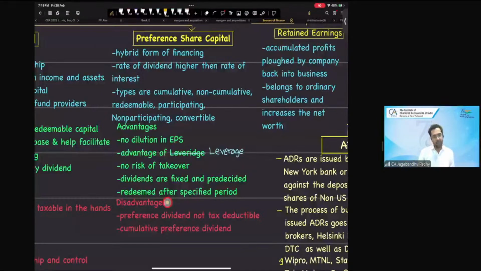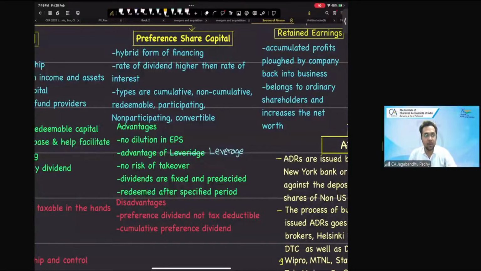And the disadvantage is that whatever preference dividend you pay, that is not tax deductible, like interest. Interest is an expenditure, but dividend is not counted as an expenditure from the tax point of view. And then you have cumulative preference shares. That's a disadvantage, that in spite of being preference, in spite of being share capital, you are required to pay the amount of unpaid dividend in the future years.